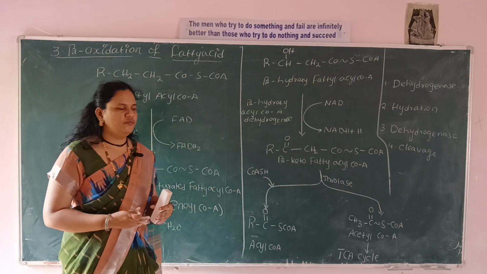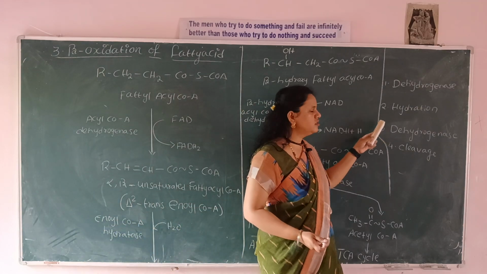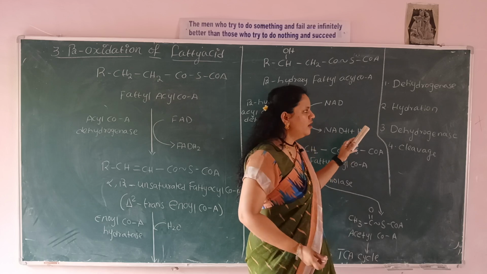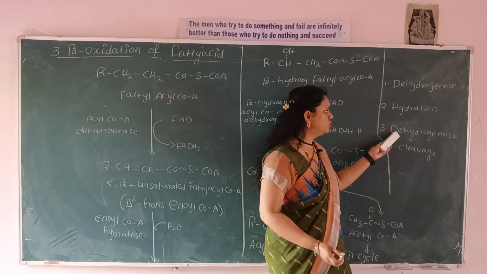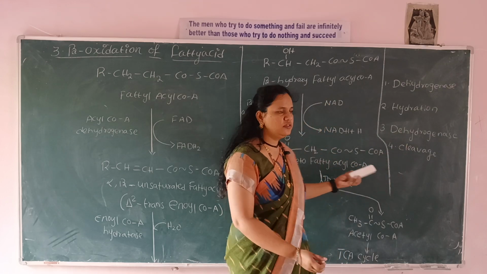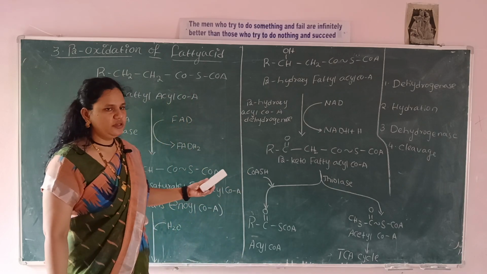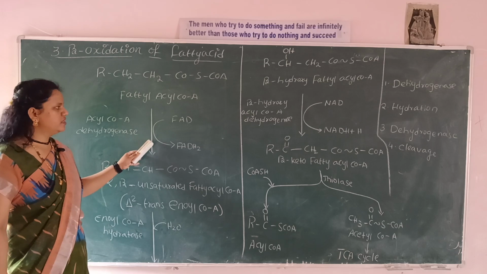This happens in a repeated sequence of 4 reactions. The first is dehydrogenation with respect to FAD, the second step is hydration, the third step is again dehydrogenation with respect to NAD, and the fourth step is called cleavage. So let us see each step in detail. The first step is dehydrogenation with respect to FAD.